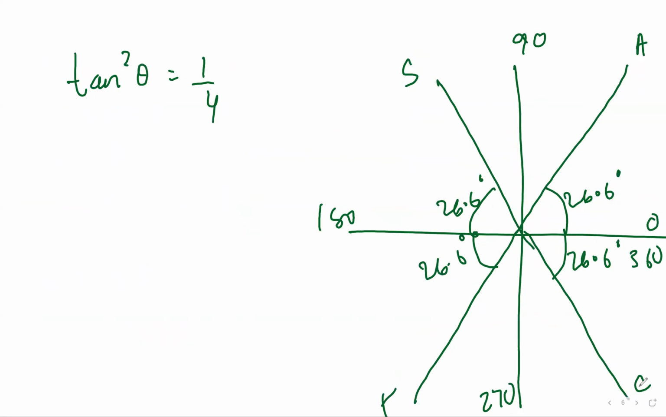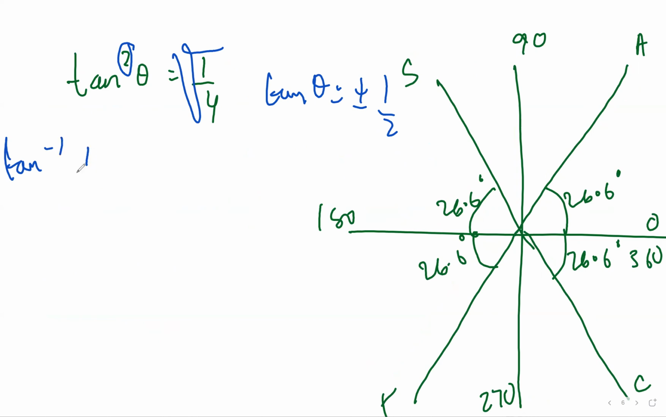Tan square theta is equal to 1 over 4. I want only tan theta. So square when it goes on another side becomes root. So tan theta is equal to plus minus 1 over 2. So tan inverse 1 over 2 will be what? It will be 26.56. Tan inverse negative 1 over 2 will be what? It will be negative 26.56.